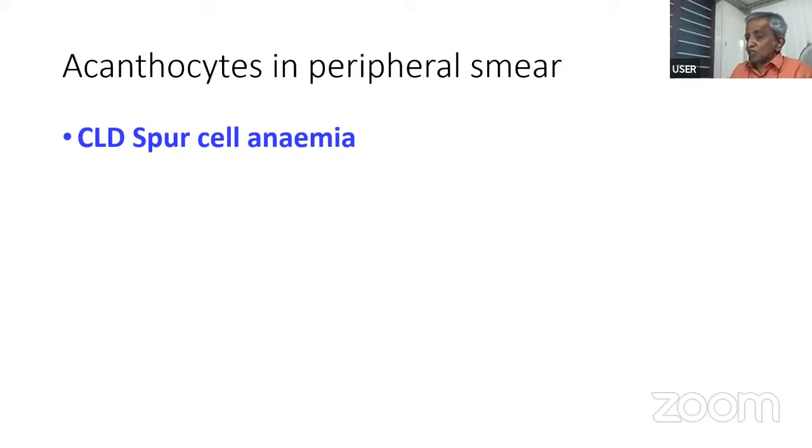Therefore, we may not see spur cell anemia much because many people will be subjected to transplant in the modern era. But still you can see it in our country. Now there is an abetalipoproteinemia-like phenotype that produces acanthocytes.